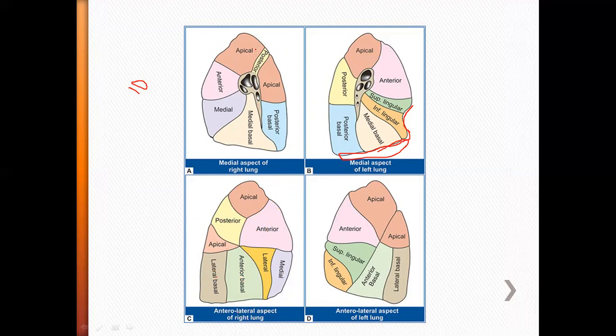On the medial aspect, if you see, we have apical and anterior. Then posterior, only a little bit will be there. And then in the middle lobe, we have apical. And then in the lower lobe, we have medial, medial basal, and posterior basal. So these are the bronchopulmonary segments division. We have 10 small divisions.